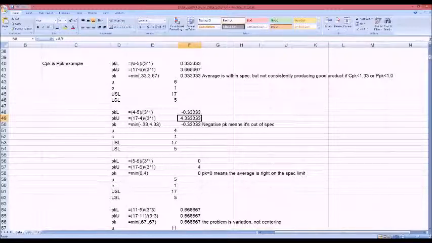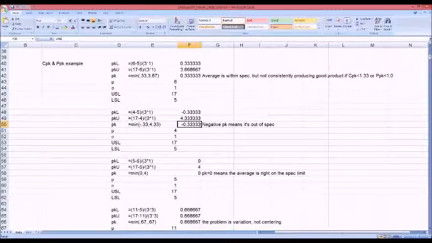But the formula says you got to use the minimum value, so the worst case. So that's why we're using that minus 0.33, because we're producing bad product out on the left side of that lower spec limit. Okay, so positive value means that it's within spec. Negative value means that it is out of spec, the average, that is, I'm talking about, the average.